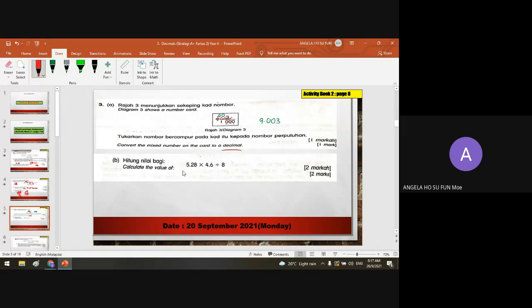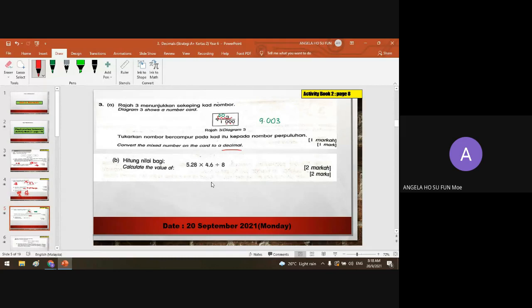Before we try to solve this together, anyone would like to tell me what is your answer first after the process of multiplication and division in this question? Anyone? Is Shadat there? How about Eva? Is Eva there? Yes. Okay, what is your answer?